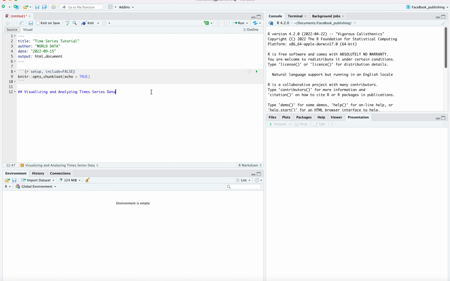So the data we are going to use here is a dataset that is already in R. It's called air passenger data. So let me just go ahead and load the data. Let's create a chunk here.